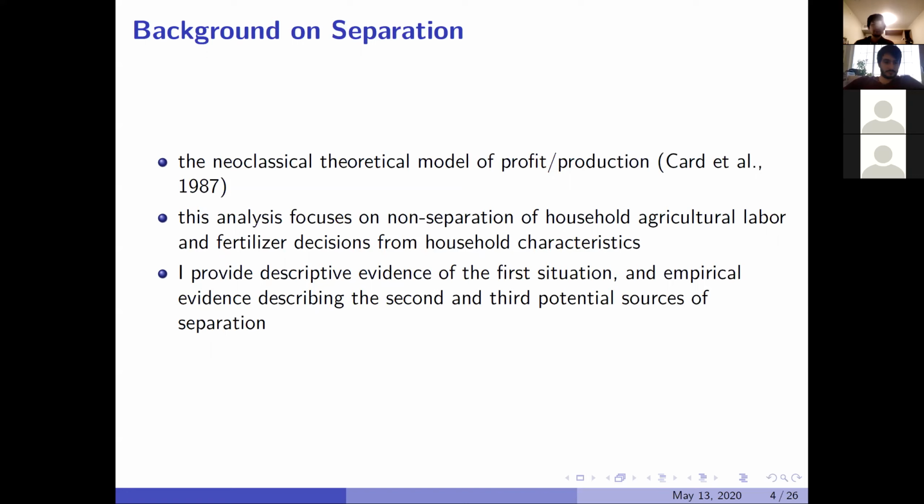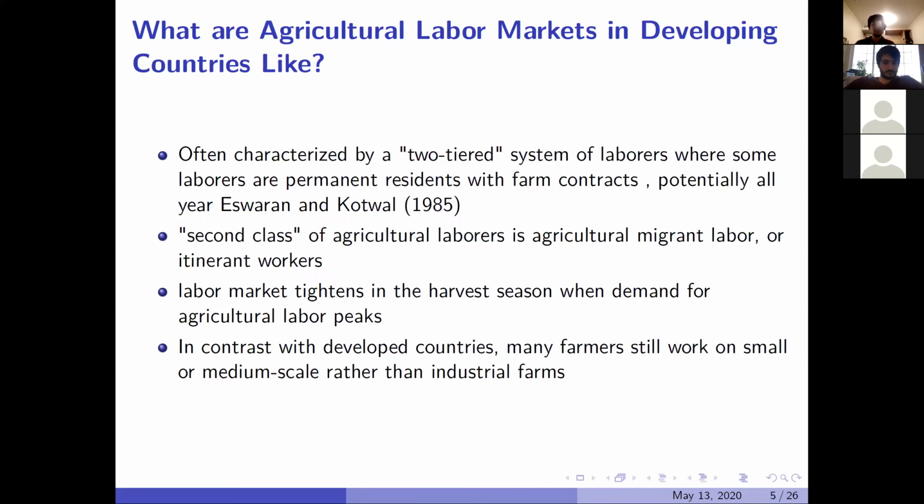Okay, and again, I'm going to provide empirical evidence about the separation.